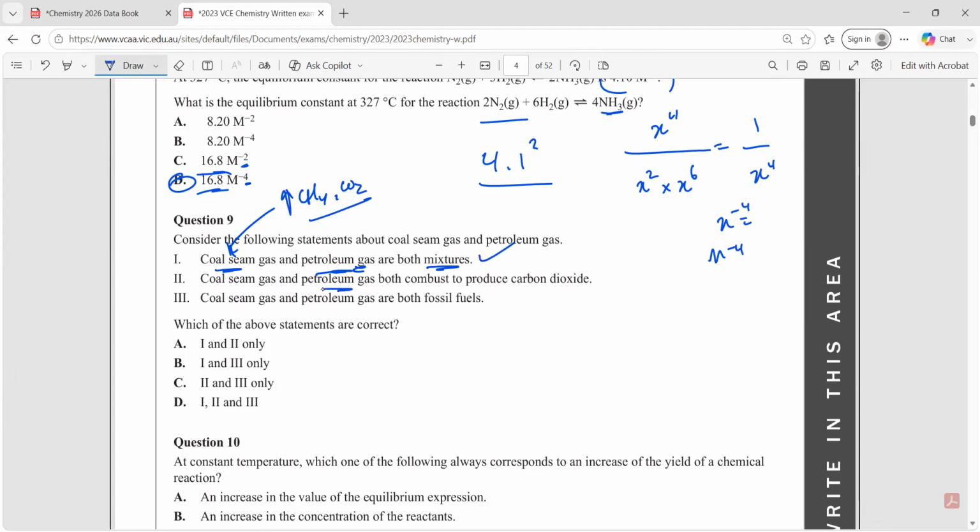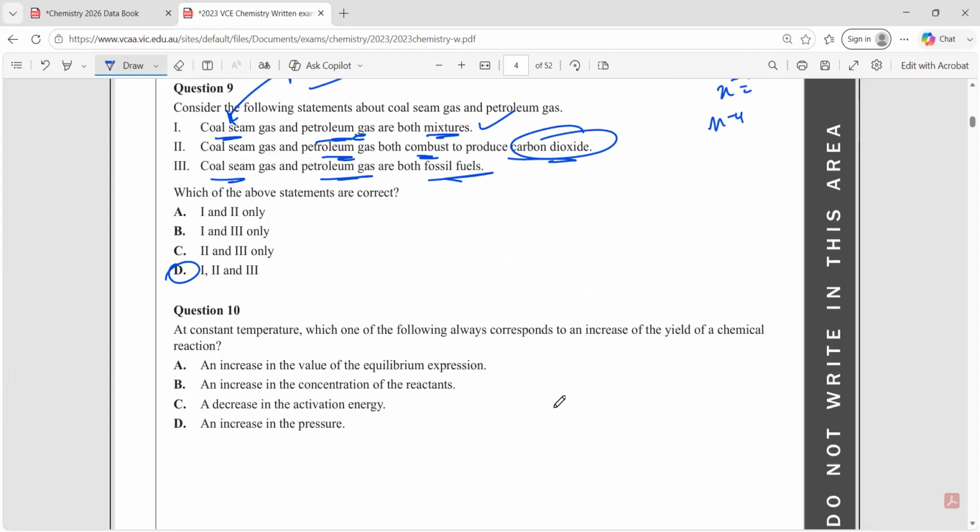Coal seam gas and petroleum gas both combust to produce carbon dioxide. Yeah, so any fuel that we're oxidizing that's carbon based, if you combust them, you're fully oxidizing them. And so then you're going to produce carbon dioxide, most likely. And then they're both fossil fuels, yes. So coal seam gas comes from coal, and then petroleum gas comes from crude oil. So they're both fossil fuels, right? So yeah, I'd say that's pretty obvious.